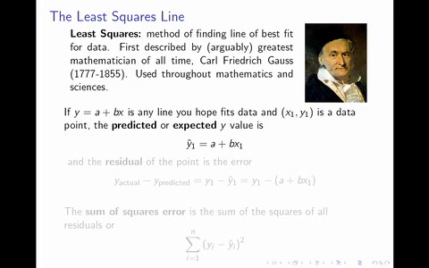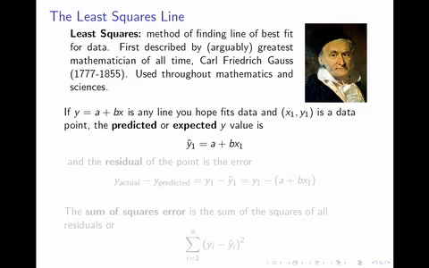It is a method for finding the line of best fit for data. Data meaning for two numerical variables being related. It is used throughout mathematics and the sciences, one of the most important tools in quantitative fields. Here's how it works. I want to step back, and I want to think about taking any line that you think might fit the data and deciding how well it fits the data.